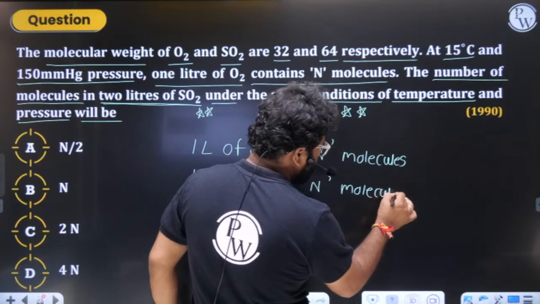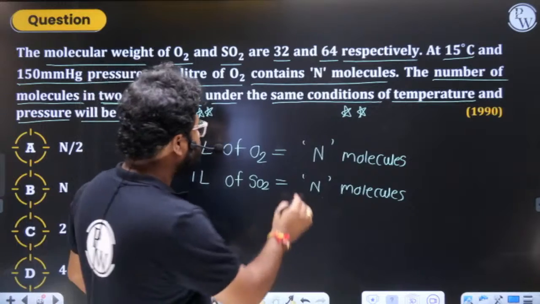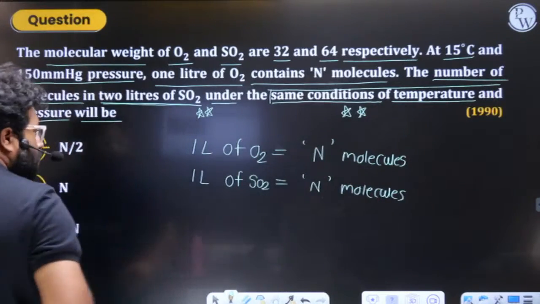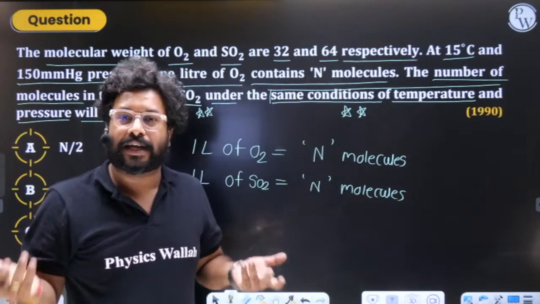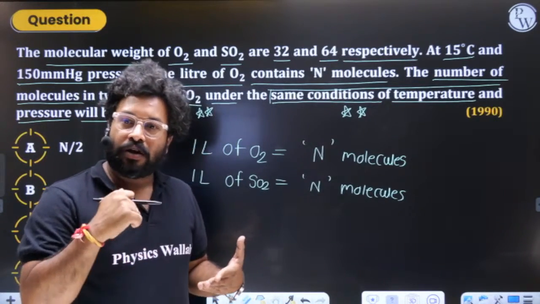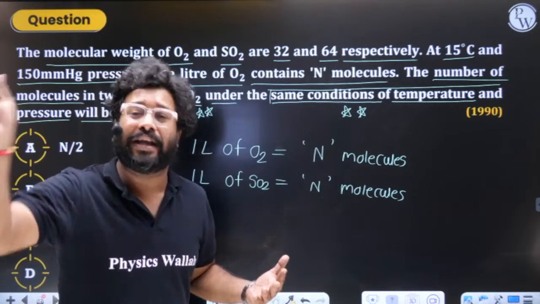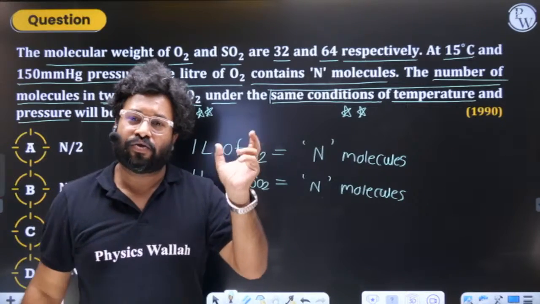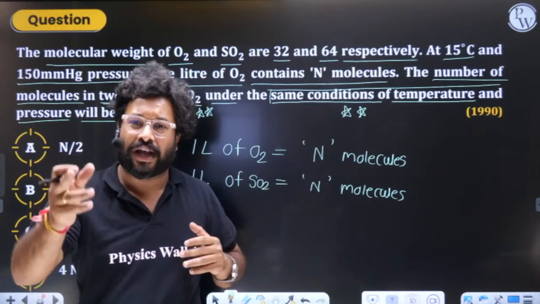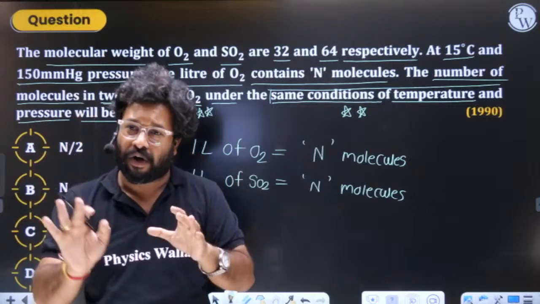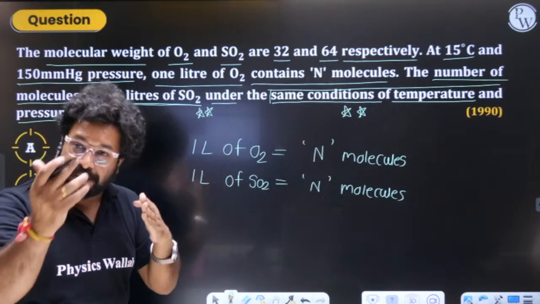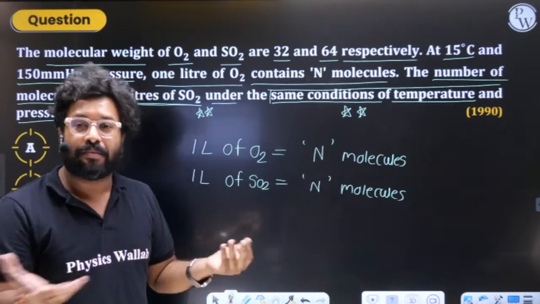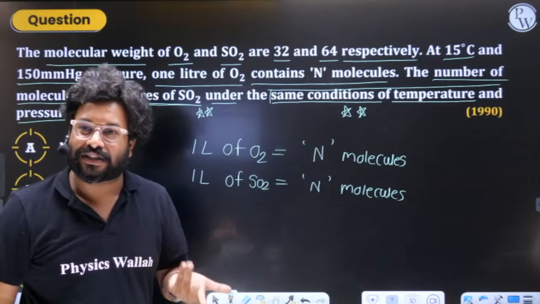Why? Because what this has said is same conditions of temperature and pressure. Conditions for temperature and pressure are exactly same. So if you have not just O2 or SO2, you can take any gas that you want. You can take H2, helium gas, SO3 gas, CO2 gas, NO2 gas, NO3 gas, whatever gas you want. If their temperature and pressure is same and volume is also same, then they would contain same number of molecules. That is what the Avogadro law says, right?